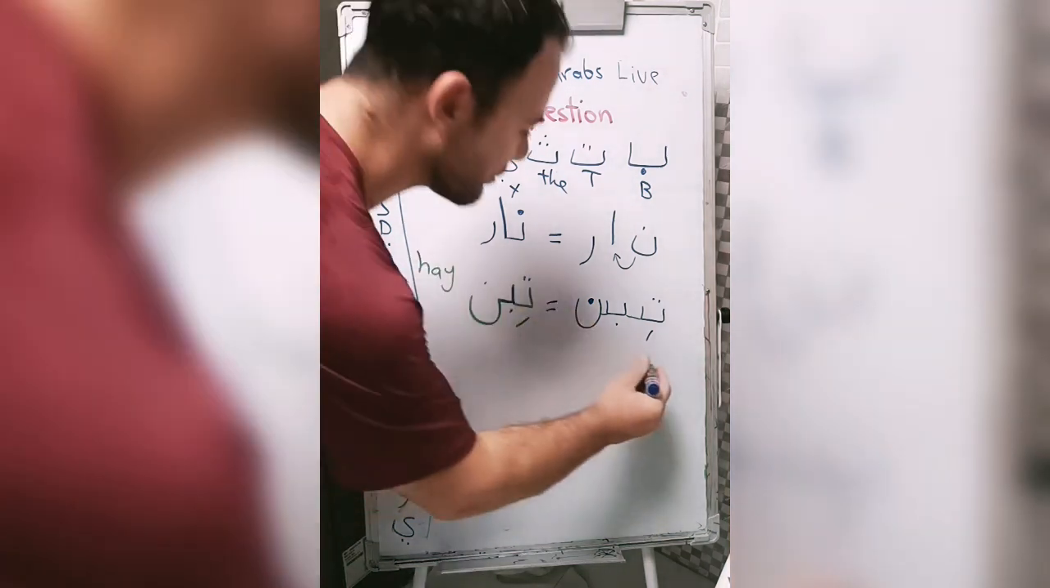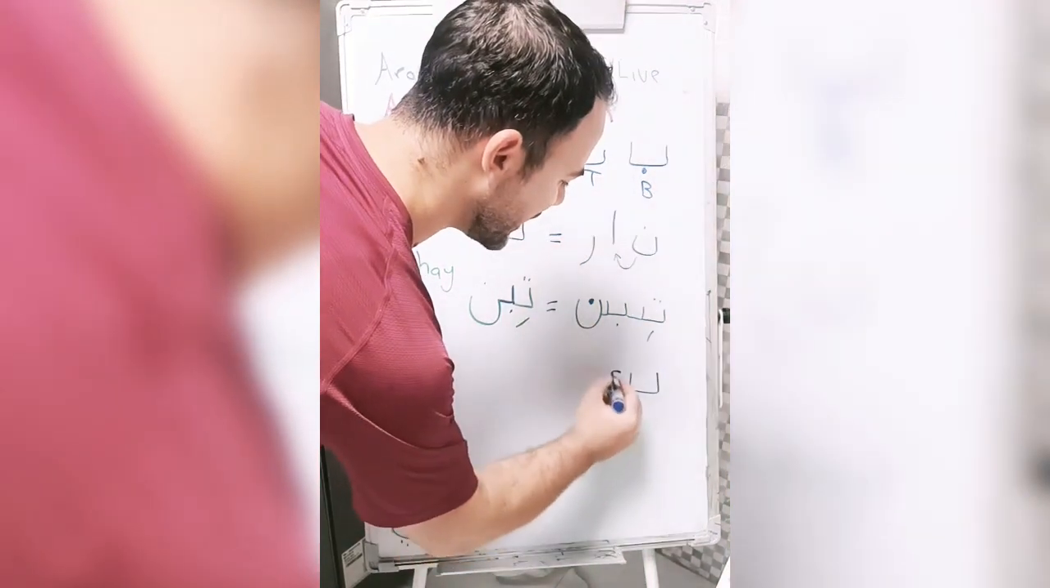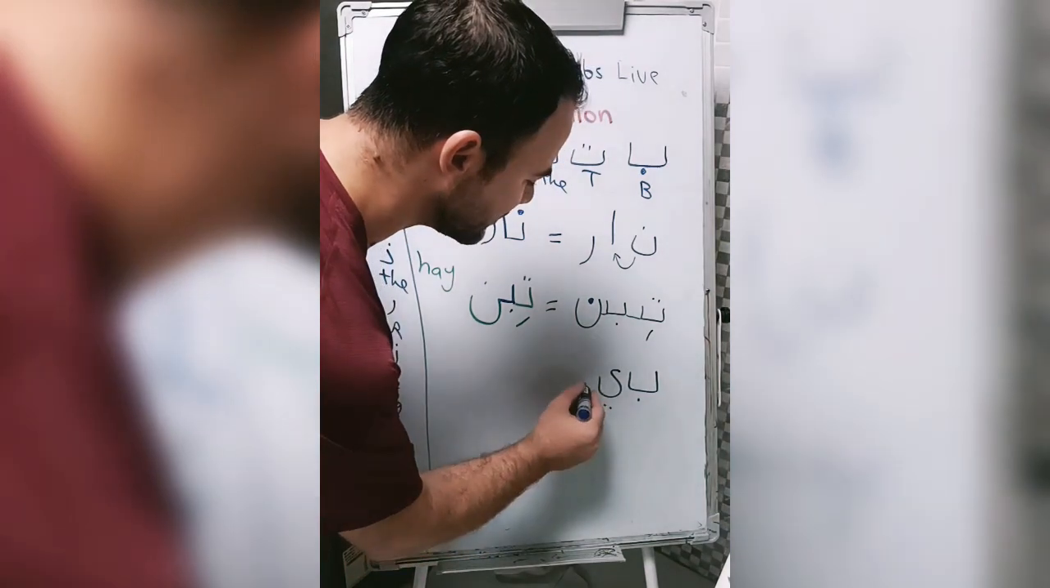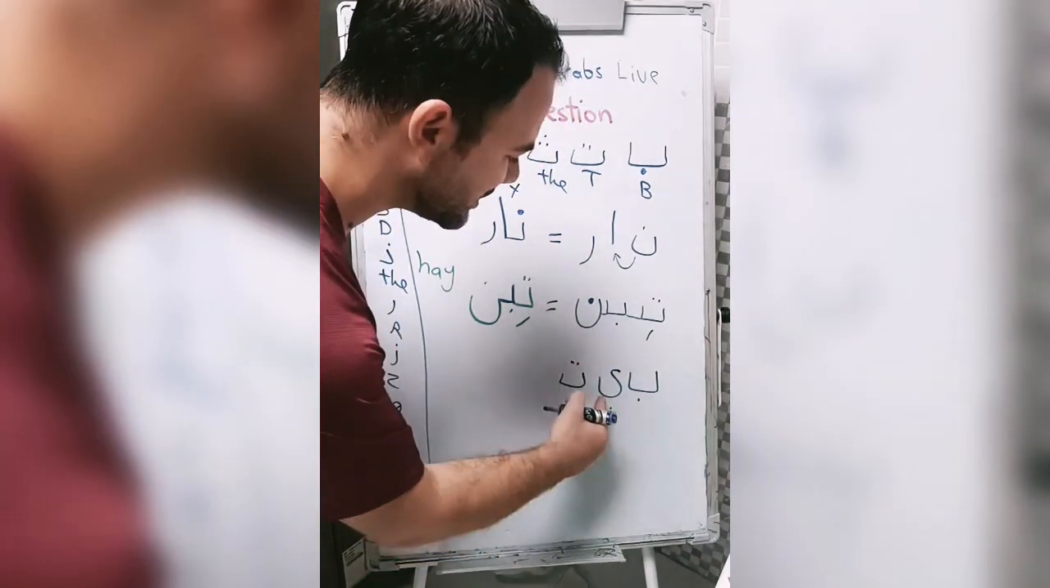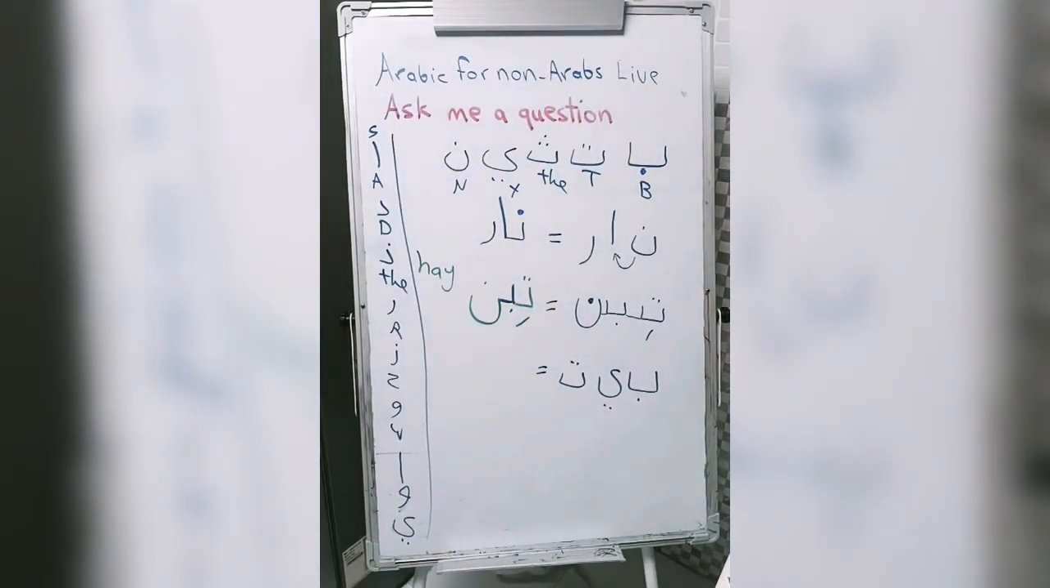Practice makes perfect. Okay, ba, and then e, and then t. The middle letter is a confusion all the time for students. Why? I don't know. Students don't get it. Bait. Let's write it now.